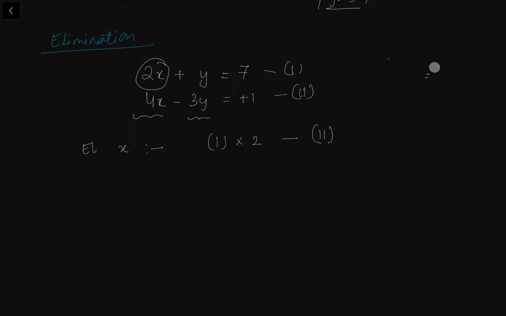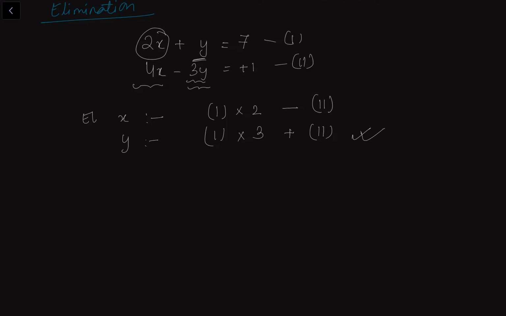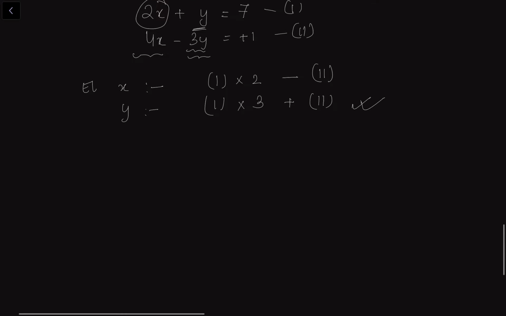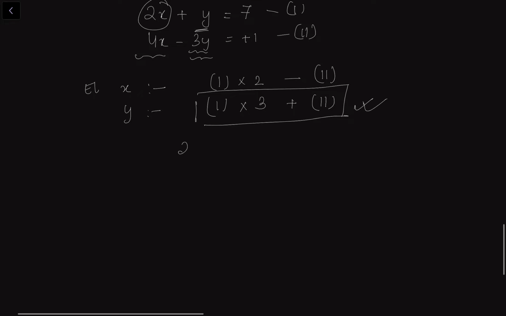And if you have to eliminate y, what do you need to do? For y, this is minus 3y, and this is y only. So I will multiply 1 by 3, and then I will add it with 2. So I will demonstrate it. I will be using this one because this is easier, but you can use any. So you will write whatever you are doing. This is what you will write depending on the method you're choosing, and then we will solve.